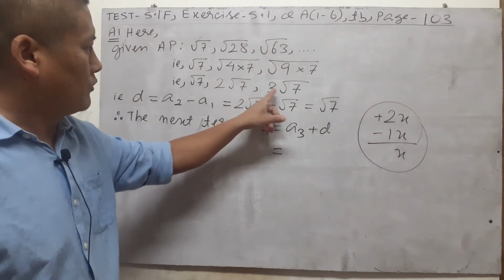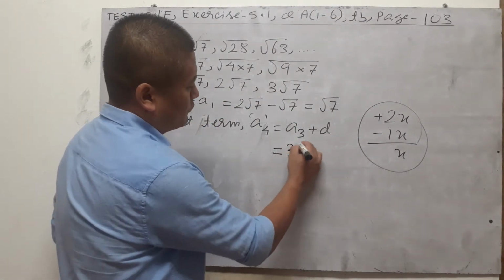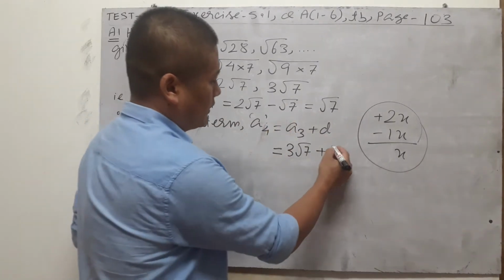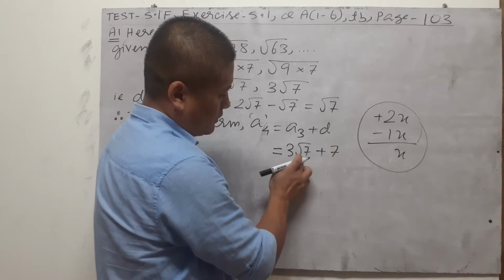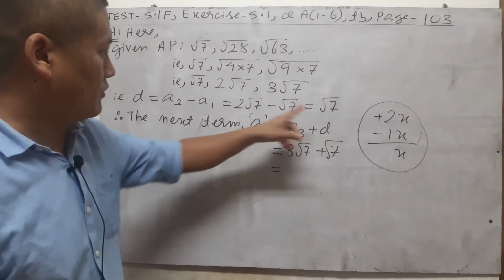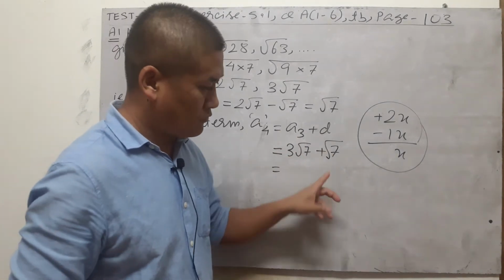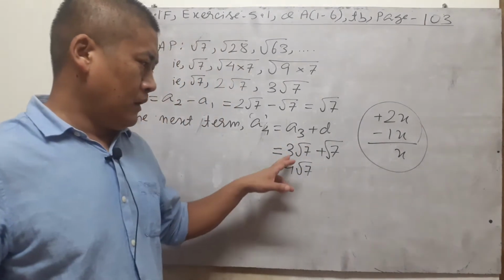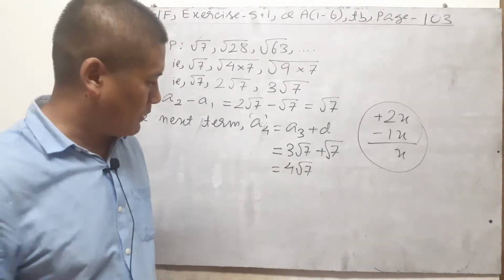So A3 here is here. First say A1, A2, A3, so we can write it in this form, 3 root 7, A3, plus common difference, just now we got root 7. So 3 root 7 plus, sorry, root 7. Common difference is root 7. 3 root 7 plus 1 root 7 is 4 root 7, right? Just like 3x plus 1x, right?